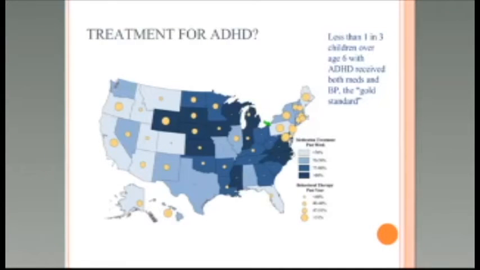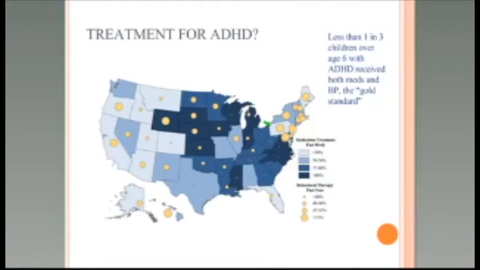relatively fewer reporting medication treatment, but relatively more reporting behavioral therapy. And overall, I'm going to restate that. For school-age children, less than 1 in 3 children over age 6 received both medication and behavioral therapy, which is considered the gold standard, the combination of treatments.